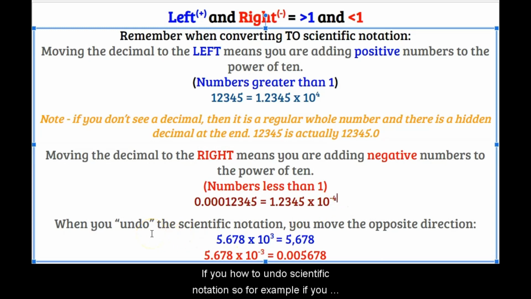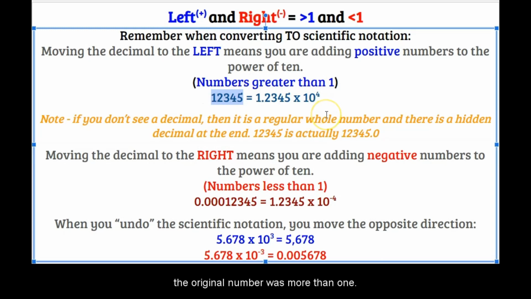If you had to undo scientific notation, for example, if you had 5.678 times 10 to the 3, when you're undoing scientific notation, you go in the opposite direction. Here it's positive, so you're going to be moving this decimal to the right 3 times. While if this one were negative, you would be moving the decimal to the left 3 times. So, if you see a negative number in the exponent, that means the original number was less than 1. If you see a positive number in the exponent, then that means the original number was more than 1.